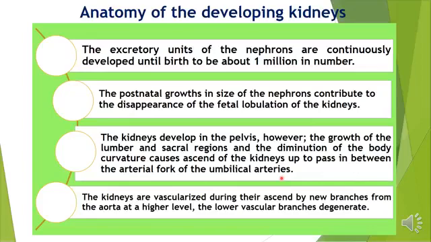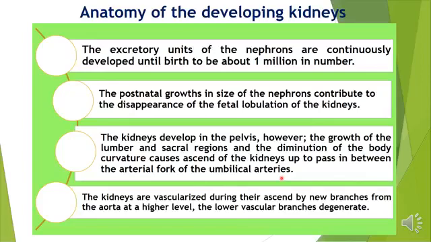The anatomy of the developing kidney. The excretory unit of the nephron. The nephron consists of the glomerulus, Bowman's capsule, proximal and distal convoluted tubules, and the loop of Henle, which continue developing until birth to be about 1 million in number. Postnatal growth in size of the nephrons contributes to the disappearance of the fetal lobulations of the kidneys.